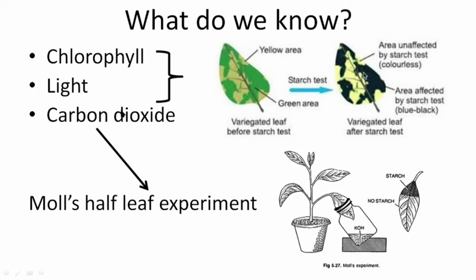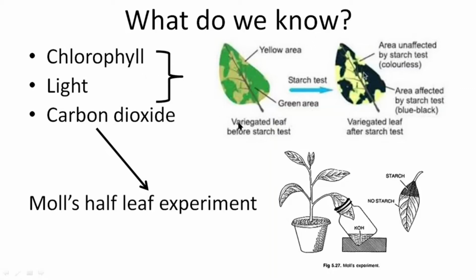Chlorophyll, light and carbon dioxide, all three are very essential for photosynthesis to happen. In order to prove that chlorophyll and light are essential for this process, we are going to use the variegated leaf experiment. And to prove carbon dioxide is essential for photosynthesis, we are going to use the moll's half-leaf experiment. First, let's see the experiment which proves chlorophyll is essential for photosynthesis.